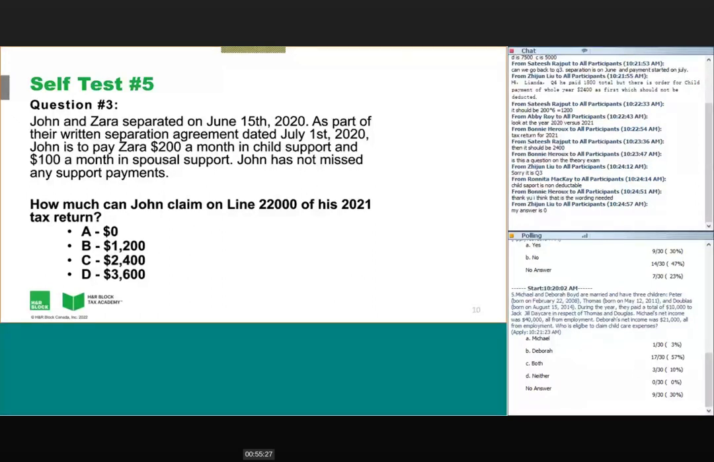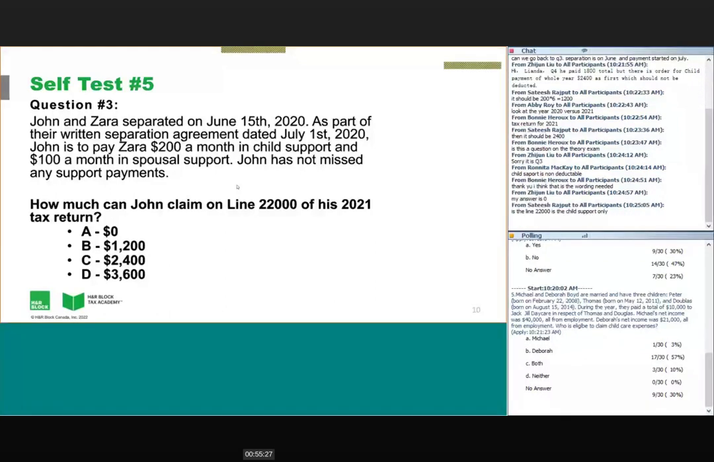The answer is not zero because in 2021, he has paid $100 a month in spousal support, so it's 12 times 100. If you look back at the tax return, remember there's a part where both payer and receiver have to report to the government the total amount of support. Zara will include the spousal support in income, and John is going to get a deduction for the spousal support. It's not child support at all.